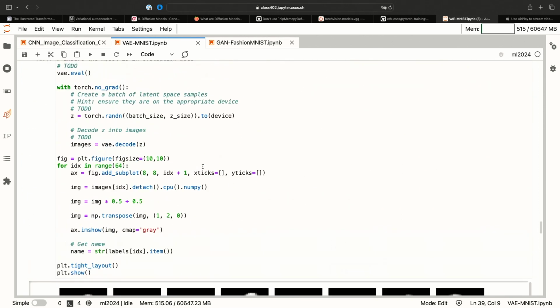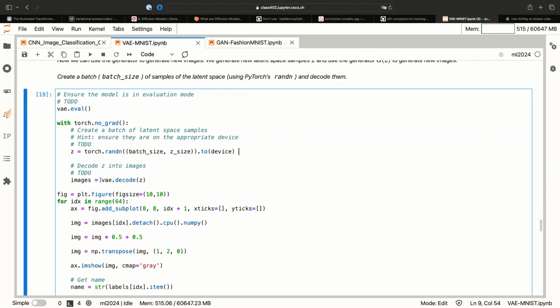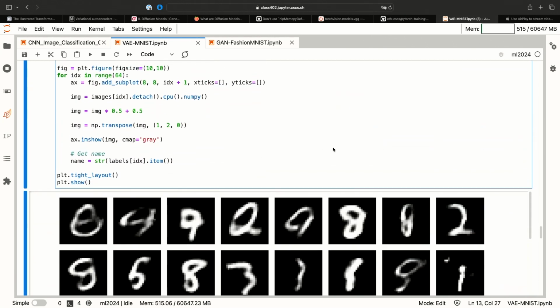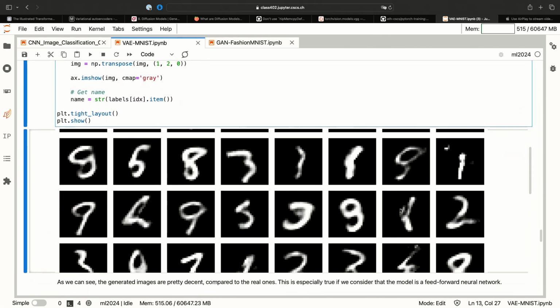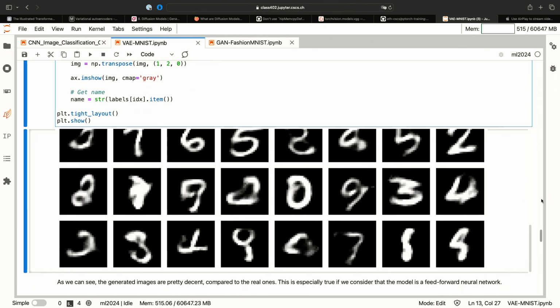And then you can sample from the latent space, by generating a vector distributed according to a random normal distribution, because that's what you forced your latent space to look like. And then you generate the images by using the decode function of the variational autoencoder. And then you can see the generated images, which you can definitely tell that they are numbers, which is good.